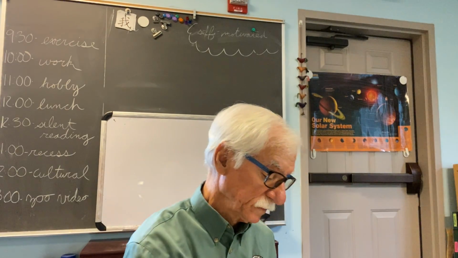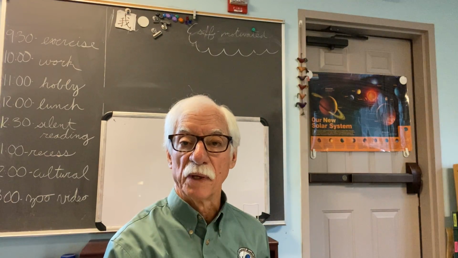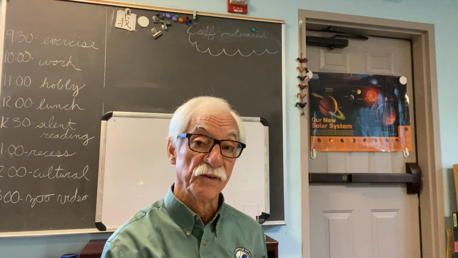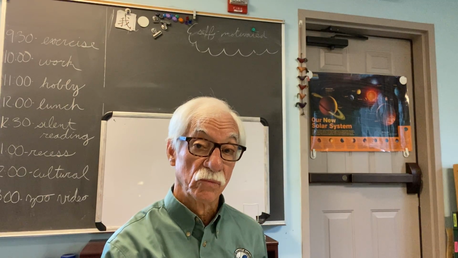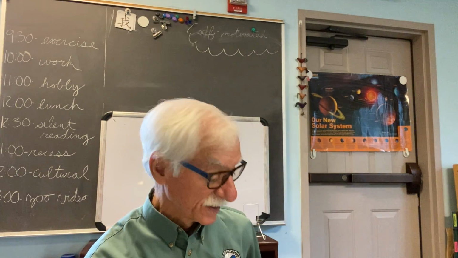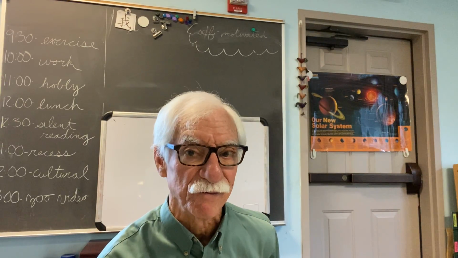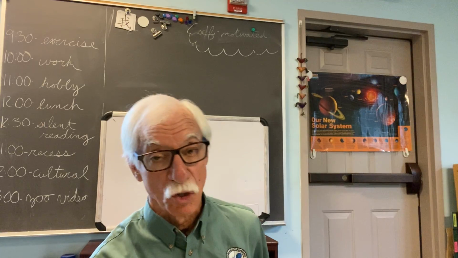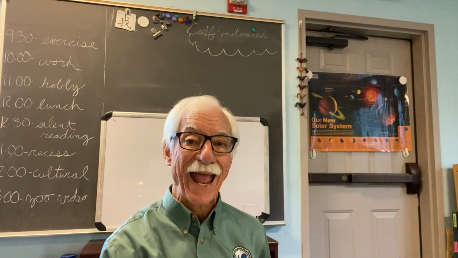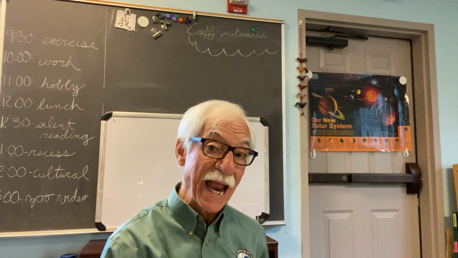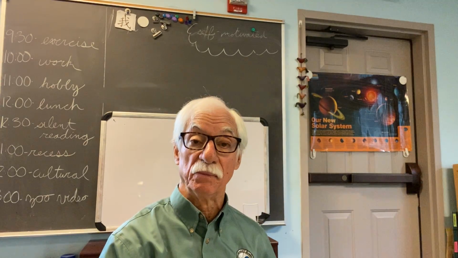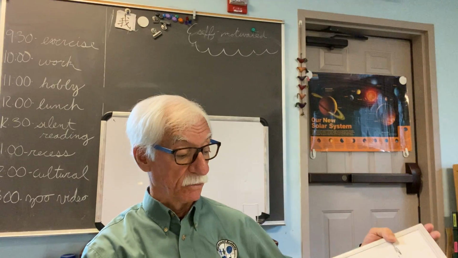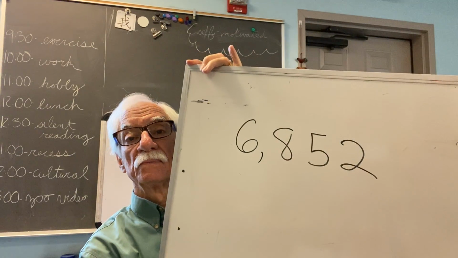6,852. Now that we're getting the bigger numbers, I'll read them twice. 6,852. Now notice I didn't say "and." You guys who are doing decimal fractions with me know why we don't say "and," because "and" is when we have a decimal fraction mixed number, or a fraction with a number, a fraction mixed number.